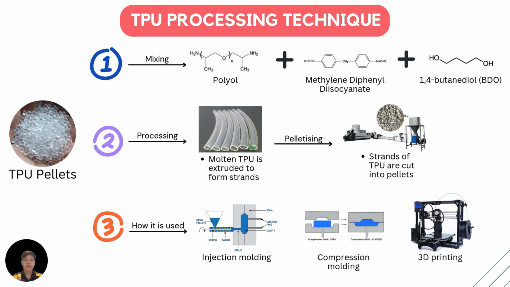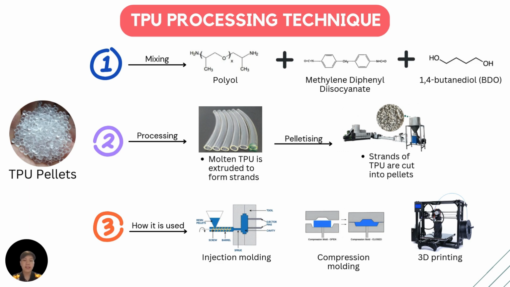Now that we've selected thermoplastic polyurethane, TPU, let's explore how it is produced and processed. First and foremost, TPU production begins with the mixture of three key components: polyol, methylene diphenyl diisocyanate, and 1,4-butanediol, BDO. This combination forms the base material for TPU. The mixture is then heated to produce molten TPU, which is extruded into strands. These strands are then cut into pellets, making the raw form of TPU.